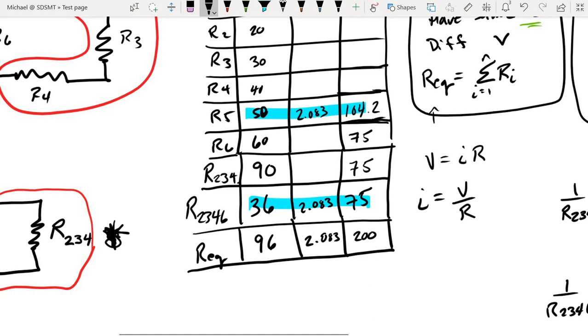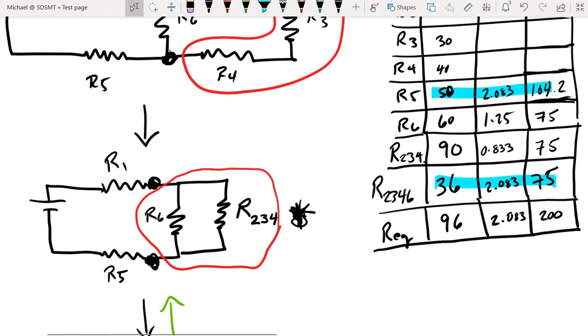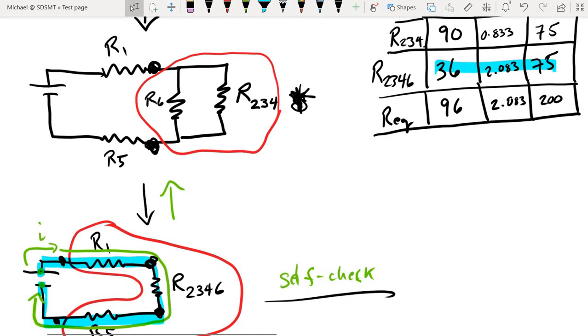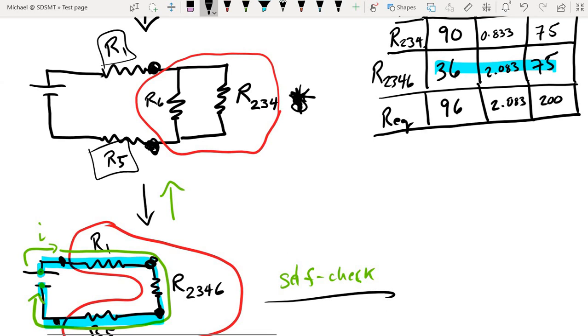So in that case, I need the potential divided by the resistance. For resistor 6, we have 75 divided by 60, that's 1.25. And then we have 75 divided by 90, which is 0.833 repeating. So I know everything there is to know about resistor 6 and resistor 2, 3, 4. I already know everything about resistor 1 and resistor 5, so I don't even need to touch those.